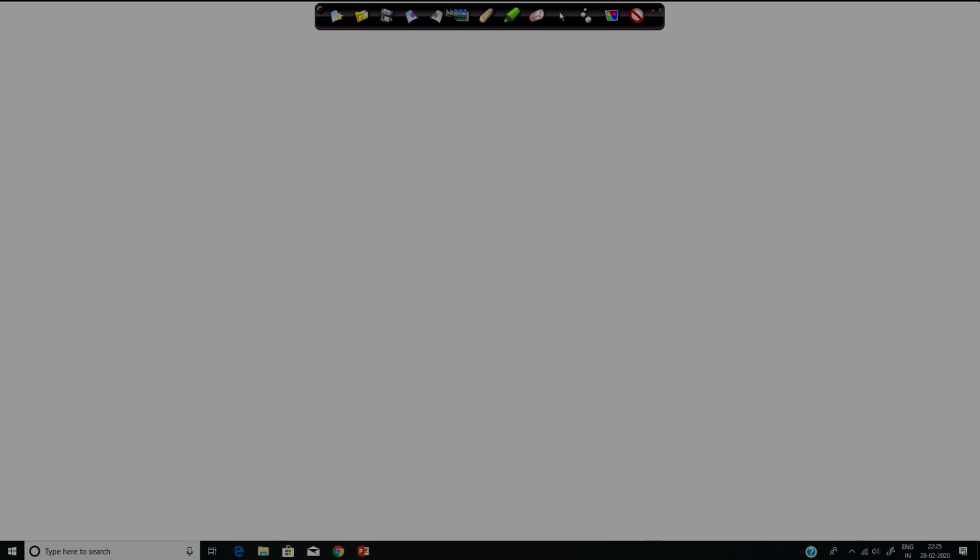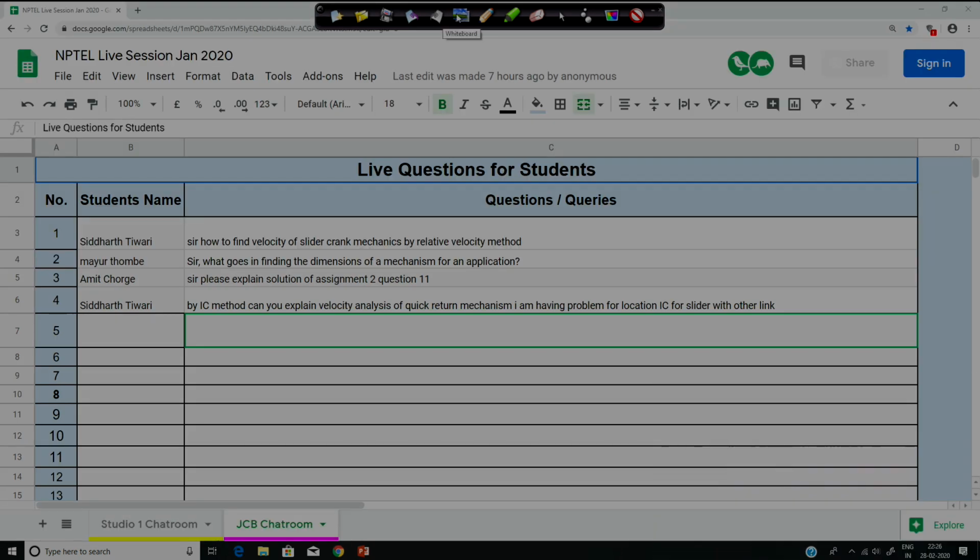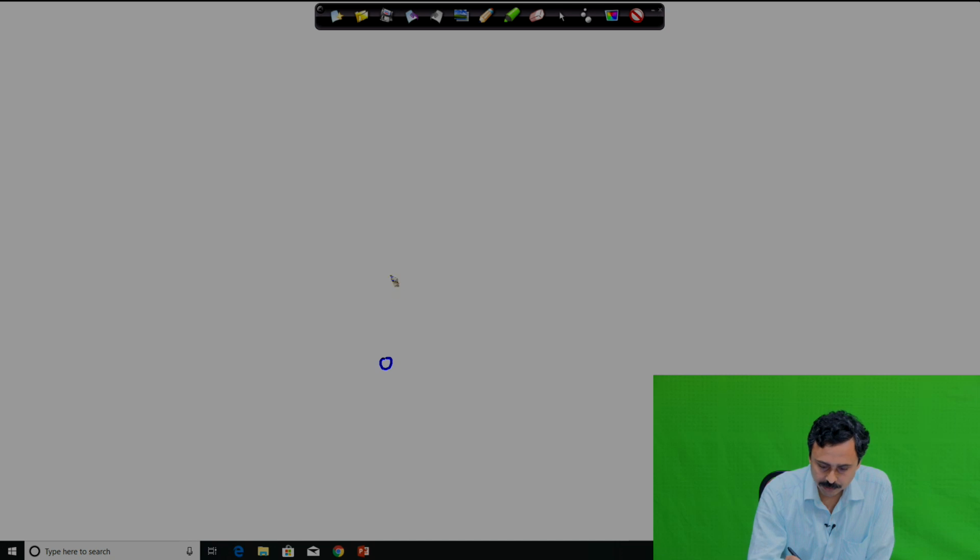Okay, Siddharth Tiwari asks, by the ICY method, can you explain velocity analysis of quick return mechanism? I am having a problem with the location of IC for the slider with other links. So, quick return mechanism. Okay, so quick return mechanism looks like this. Let me first draw it.